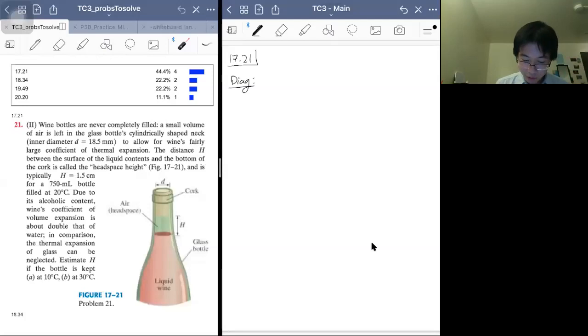The first line says a wine bottle is never completely filled. So maybe I can draw a wine bottle, but let me read one more sentence to get a better sense. A small volume of air is left in the glass bottle's cylindrically shaped neck to allow for the wine to expand. So basically this scenario over here, and I just need to be very rough. There's a roughly cylindrical area over here before the wine bottle opens up. So that part over here is cylindrical. All right, and I make sure I don't miss any information.